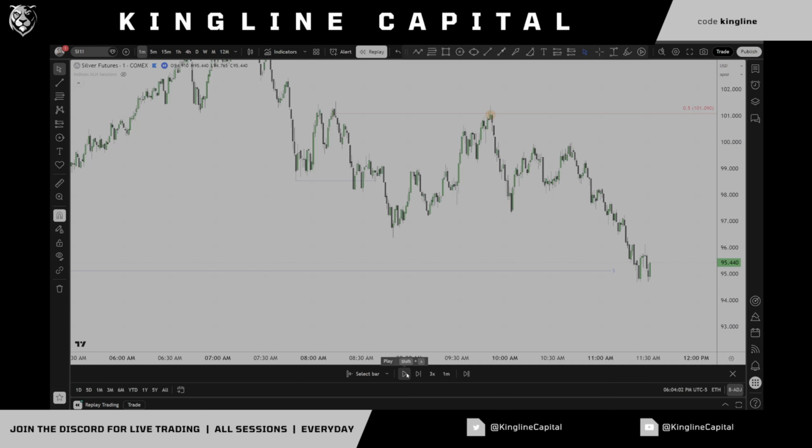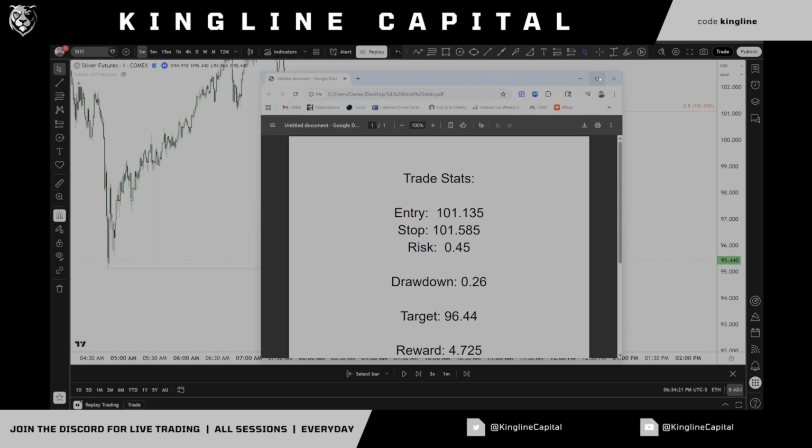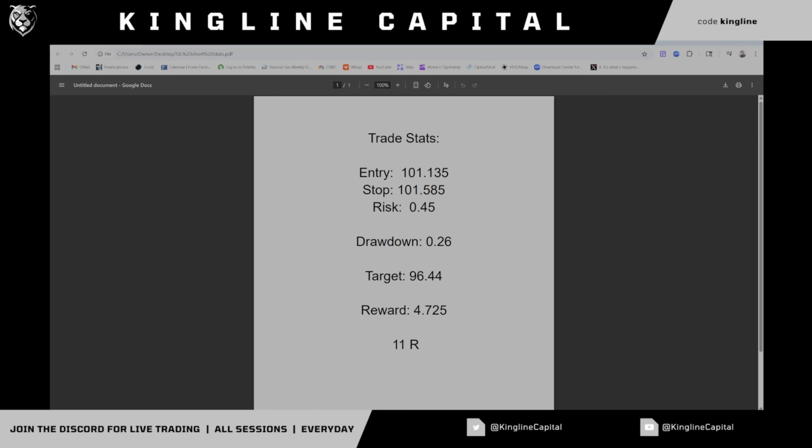And finally, to recap that trade, let's look at the stats. Entry was at 101.135. My stop was at 101.585. So I'm accepting a risk of 0.45 points. My drawdown on that was 0.26. My target was 96.44. That gives me a reward of 4.725 points for an 11-hour trade.